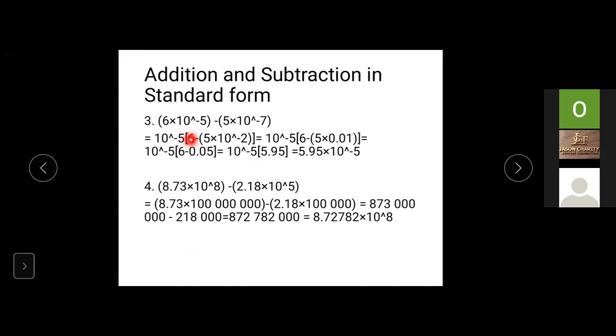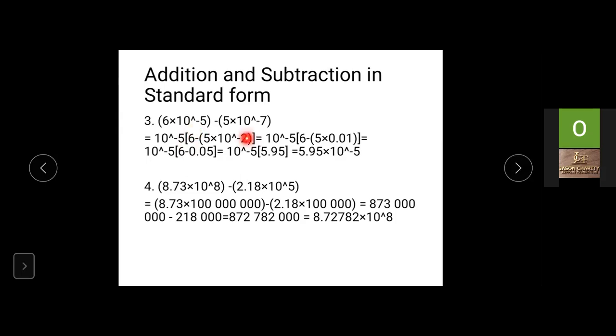Here, we have 6 times 10 raised to the power of minus 5, minus 5 times 10 raised to the power of minus 7. Here also, we collect what is similar or common to both terms. What is common to both terms? 10 raised to the power of minus 5 is common to both terms.